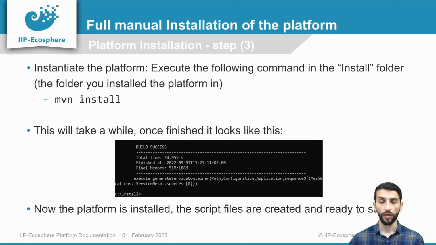Instantiate the platform using the command mvn install in the install folder. With this command, Maven will download the platform dependencies and the required artifacts. Then it will generate the scripts to run and use the platform. This command will take a while. Once finished, it will look like the image on the slide. After the command finished successfully, the platform is installed and the script files are created and ready to use.